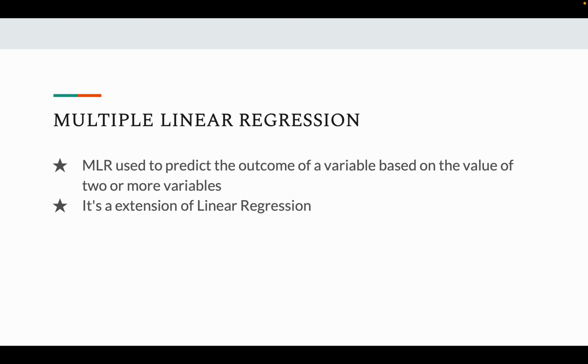So multilinear regression is used to predict the outcome of a variable based on the value of two or more variables. When we compare with simple linear regression, we know that we have only one independent variable and one dependent variable. When we come to MLR, we will have two or more independent variables and only one dependent variable. And we can say it is an extension of linear regression.